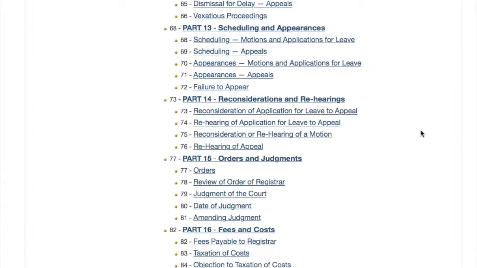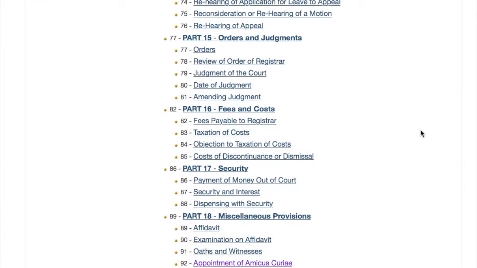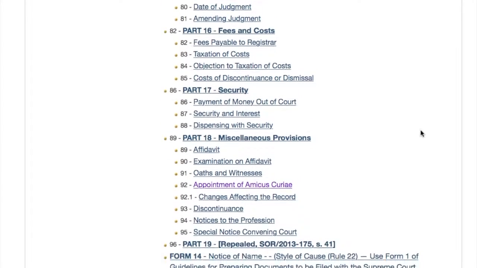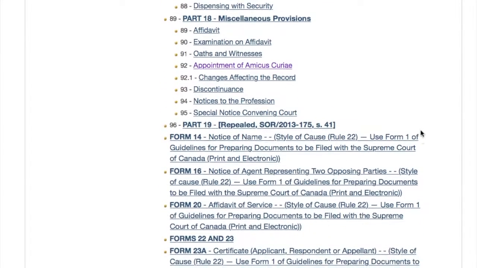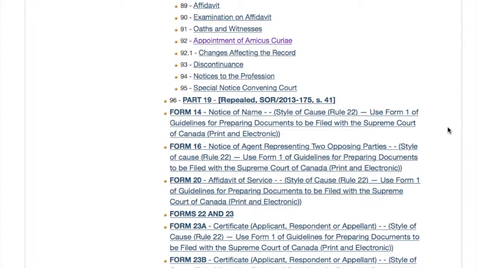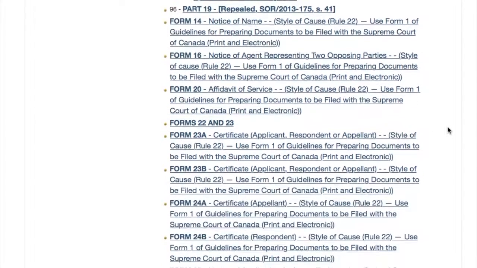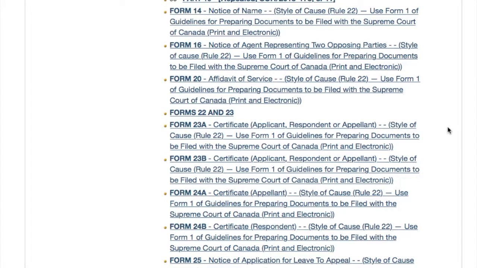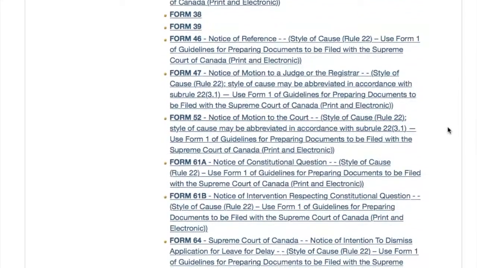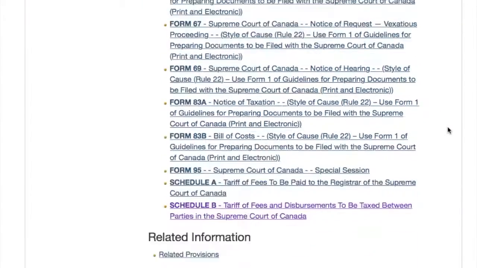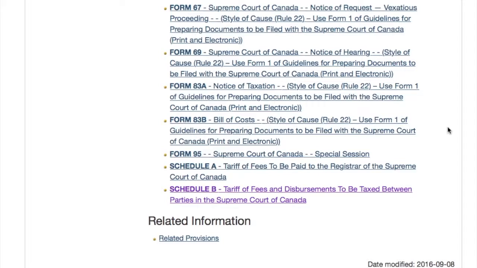Typically what they advertise on their website is that the applications that they receive amount to about 600 applications per year. And they only hear about 80 appeals per year. So that means somewhere in the 10% range, less than 10% of cases that ask for permission to appeal actually get to appeal. So it's not a guarantee coming to the Supreme Court that you can appeal your case.